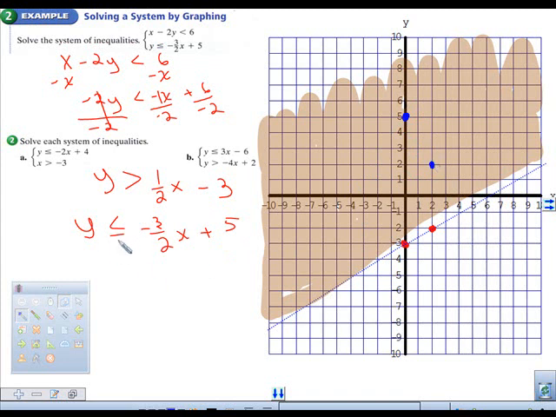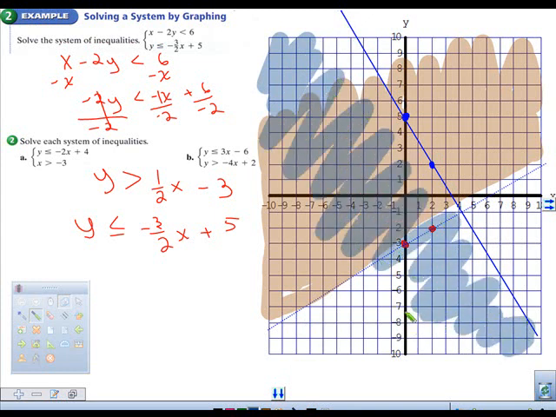All right. We have a solid line here, an equal to line. So that means the line will be solid. So let's make our line. That's not solid. Change that again. Solid line. And we are going to shade. If it's less than, we're going to shade below the line or down. So I'll use a different color. Let's say blue. We're going to shade below the line.